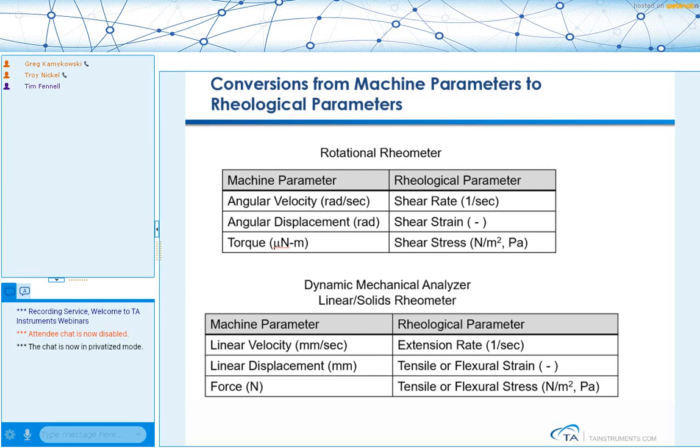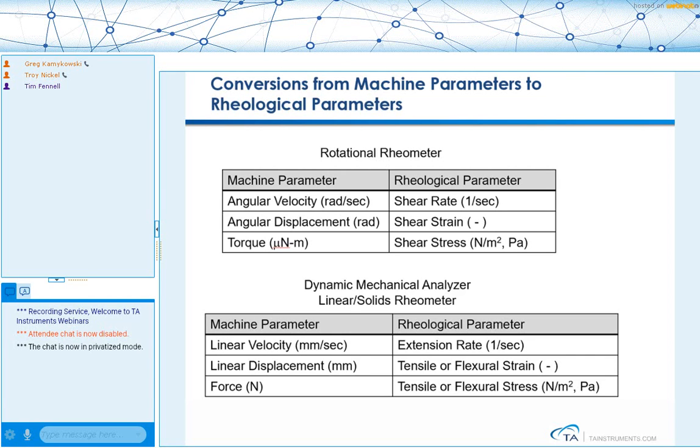What will happen when we do the rheological testing is we will convert machine parameters to the fundamental rheological parameters. So for a rotational rheometer, we'll convert angular velocity to the shear rate, the angular displacement to the shear strain, and torque to the shear stress.